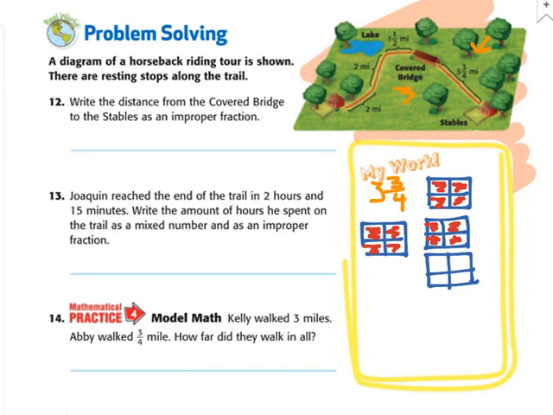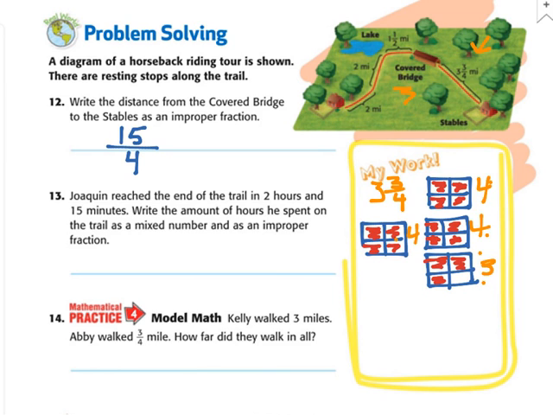Okay, and there's my 3 wholes and there's my 3/4. Now I can use this model that I just made to figure out my improper fraction. So I know I've got 4, 4, 4, and 3. So 4, 8, 12, 13, 14, 15. So I have 15 shaded in. And how many is in each unit? 4. So 15/4.